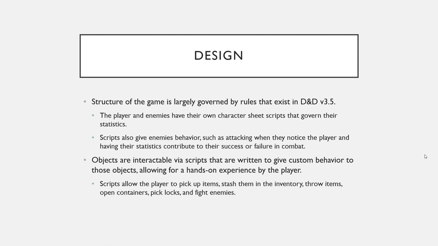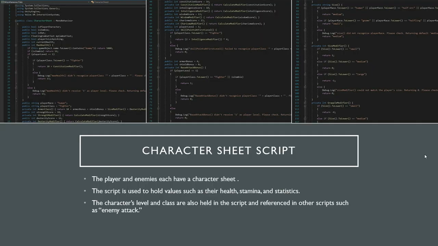Objects are interactable via scripts that are written to give custom behavior to them. Scripts allow the player to pick up items, stash them in the inventory, take them back out of the inventory, throw items, open containers, pick locks, and fight enemies. Values in the player's character sheet are referenced by the attacking enemy, and on the other hand, the enemies are referenced by the character sheet as well.